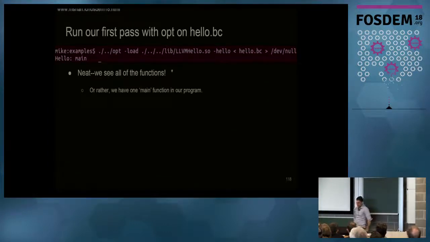Okay. So if I run this, as I have, you'll see a tiny printout here. Hello main. So there's just one function in our hello world. So it works. Okay, that was all there was to it to print out the functions in our source code. Okay, so that's good.